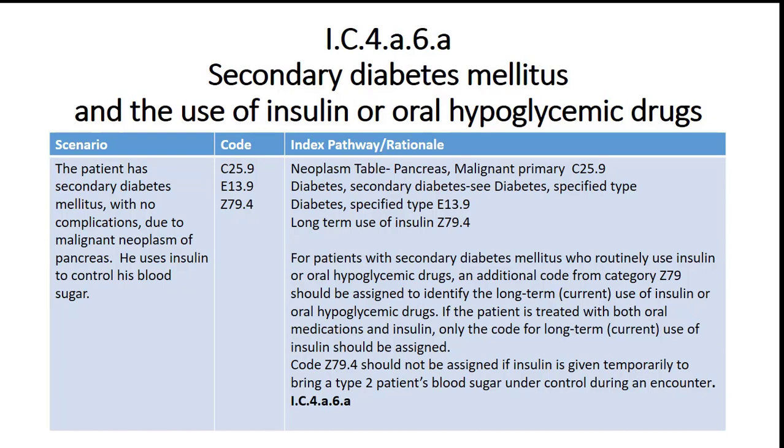We found our neoplasm code by going to the neoplasm table, looking at pancreas and then the malignant primary column, C25.9. We also code the secondary diabetes, which as you see in the index, takes us to diabetes specified type, which comes to E13.9. And then the long-term use of insulin, Z79.4.